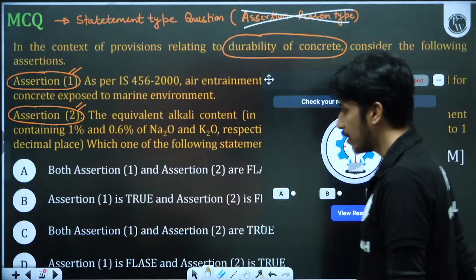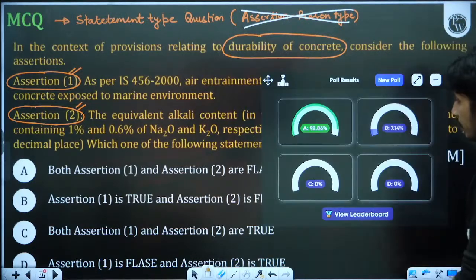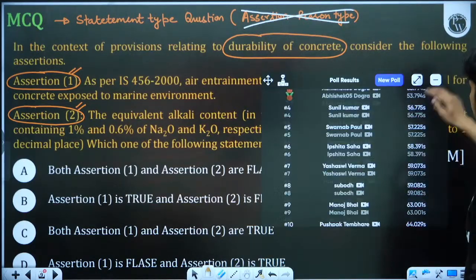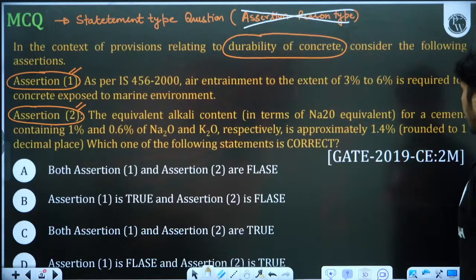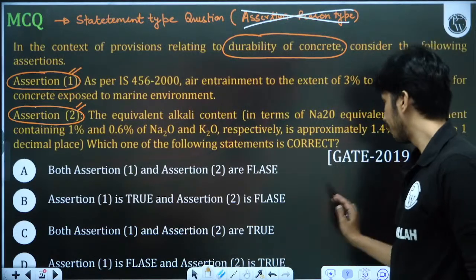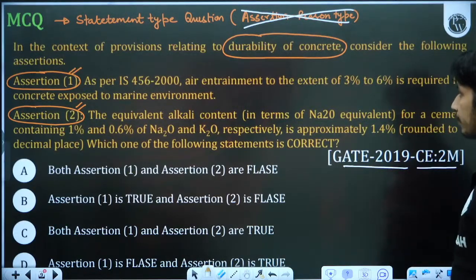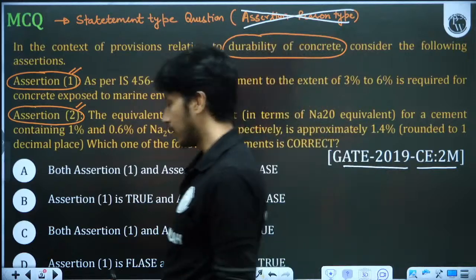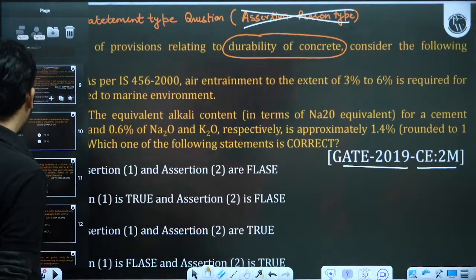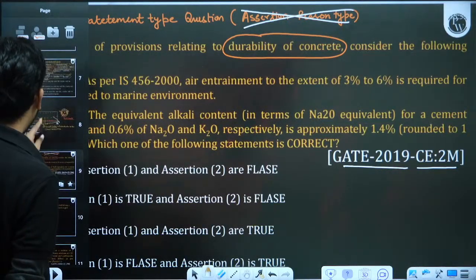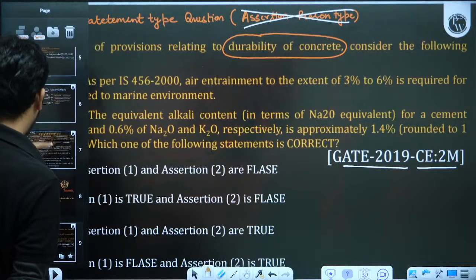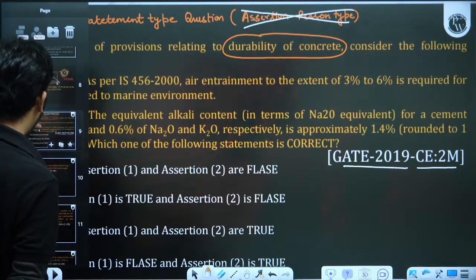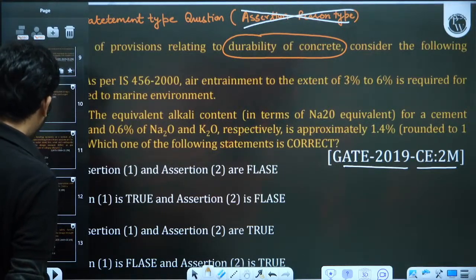In the previous question, what was the answer? A part. Now let me see how many students have given 92%. Very good. Okay, give me the answer of this question. It was in GATE 2019, 2 marks. This was again for 2 marks. So always remember, theoretical questions are not always for 1 mark. In the last 2 questions we have seen that they are also for 2 marks.